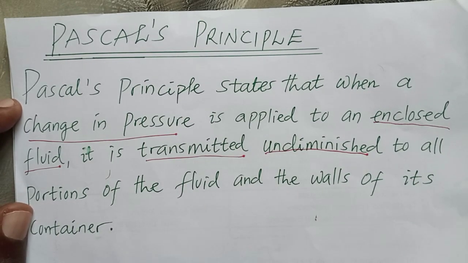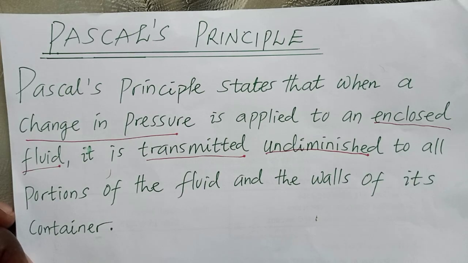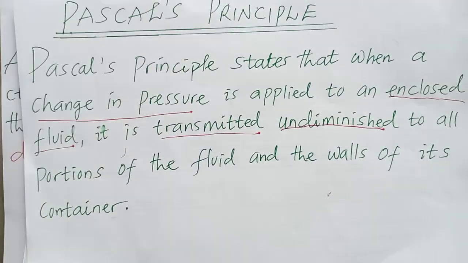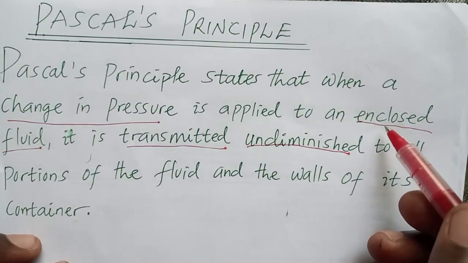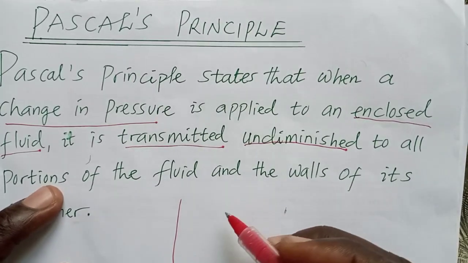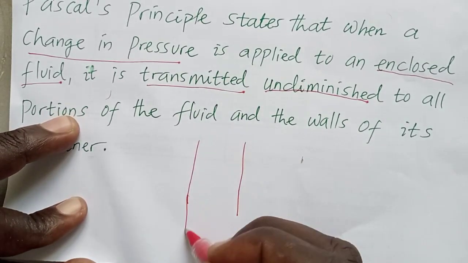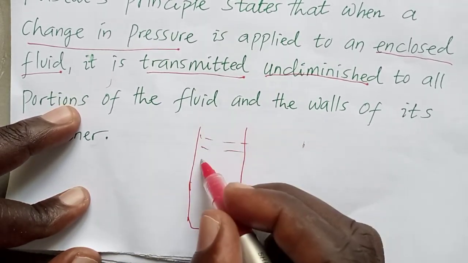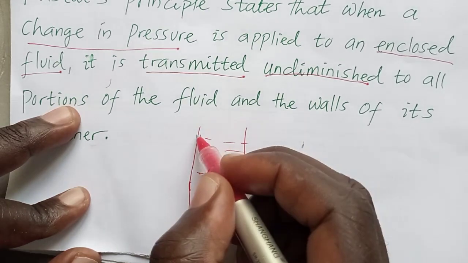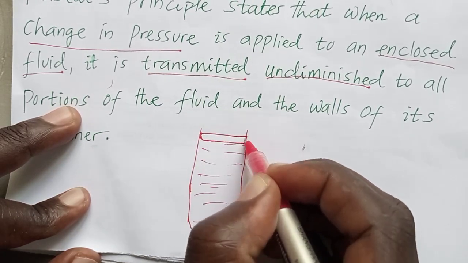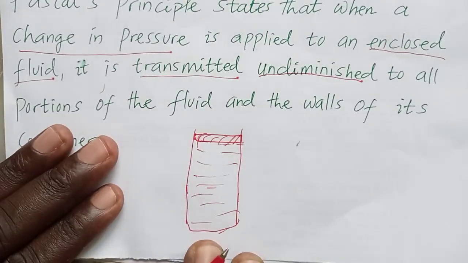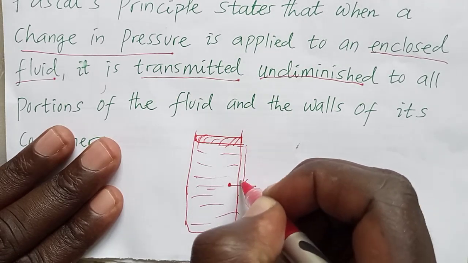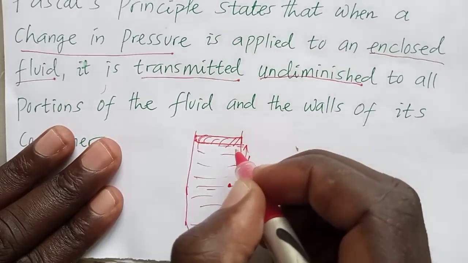its container. If this principle is applied to liquid at rest or fluid at rest, not only at rest but also enclosed, let's say I have a container here, this is a container, it has liquid. And let's say I have a piston here. This is a piston here. Now, any point you touch, it has pressure, and the pressure depends on the depth measured from here to here.